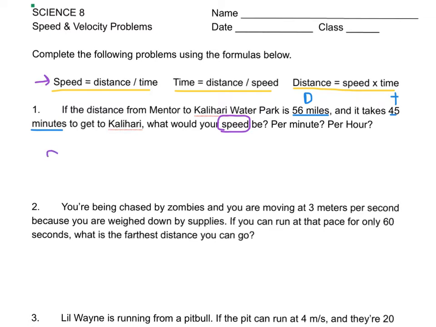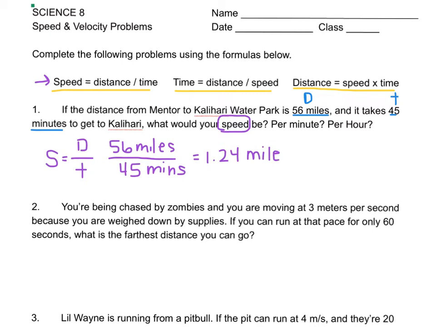So if we plug it into our equation, speed equals distance divided by time. We're going to plug in those numbers. They said the distance to get there was 56 miles, and the time it took to get there was 45 minutes. If I go ahead and plug that into my calculator, 56 divided by 45, I get an answer of 1.24. And that simply means miles per minute.